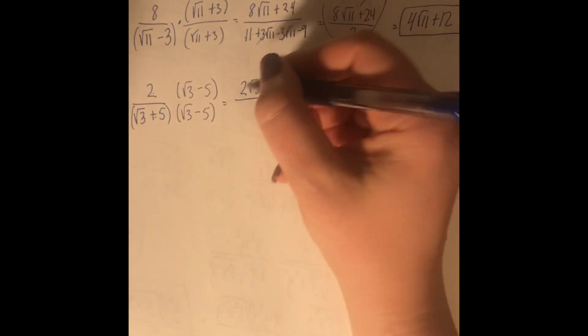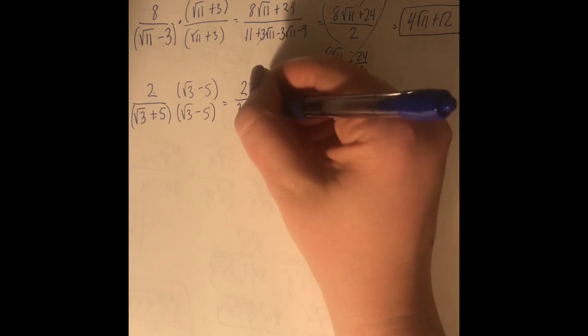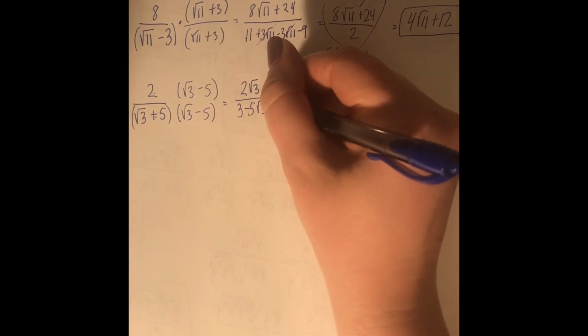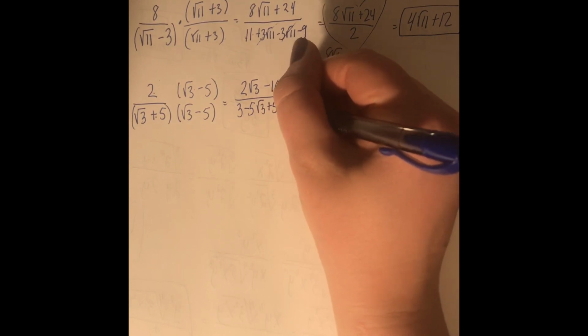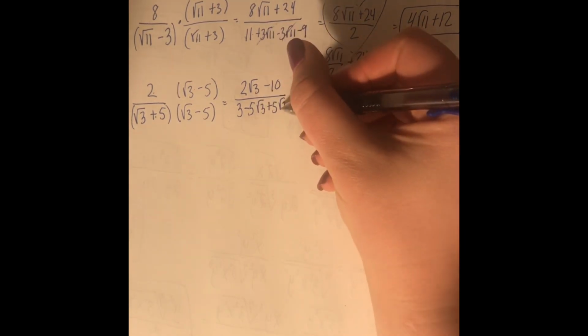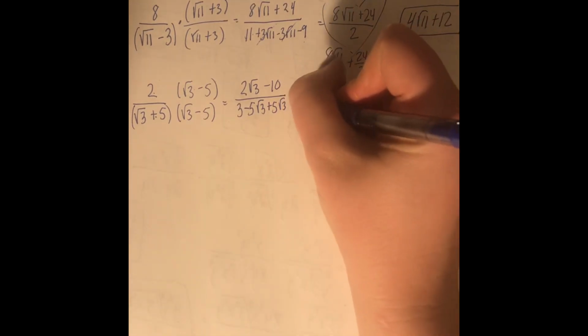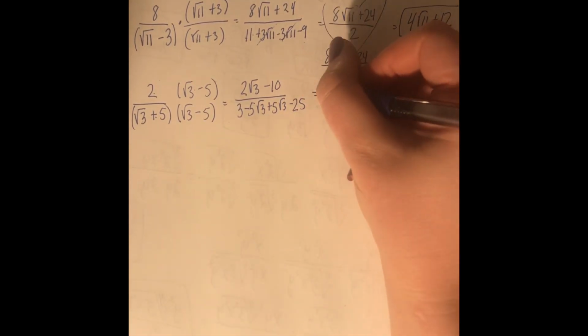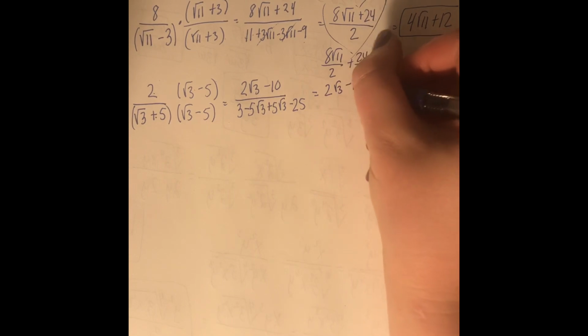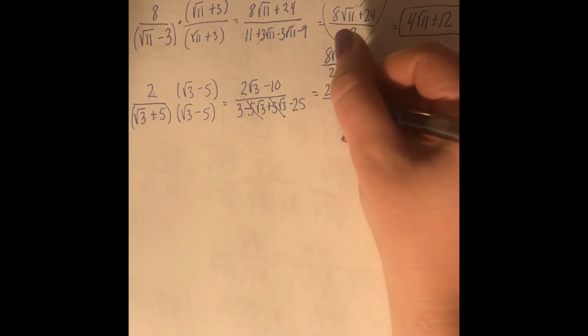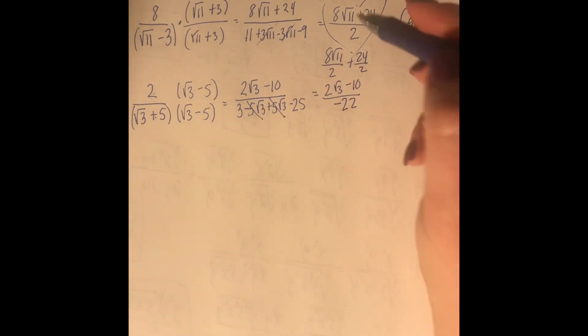First term, square root of 3 times the square root of 3 is 3. Outer terms, plus 5 square roots of 3. Inner terms, minus 5 square roots of 3. And then 5 times negative 5, minus 25. So you're going to be left with 2 square roots of 3 minus 10. Noticing again the outer and the inner terms cancel. Negative 22 in the denominator.